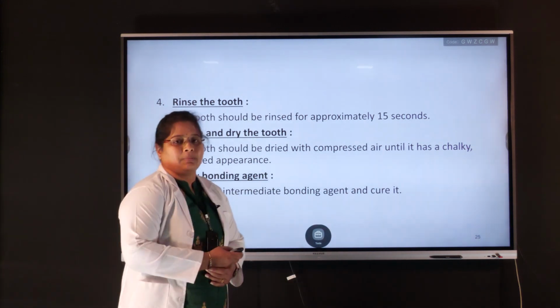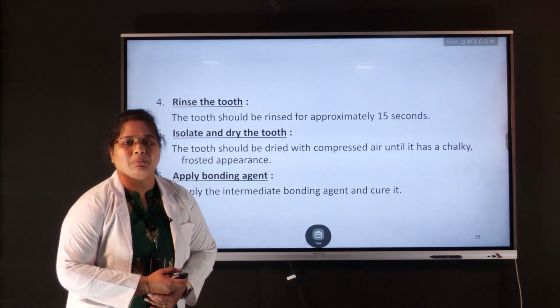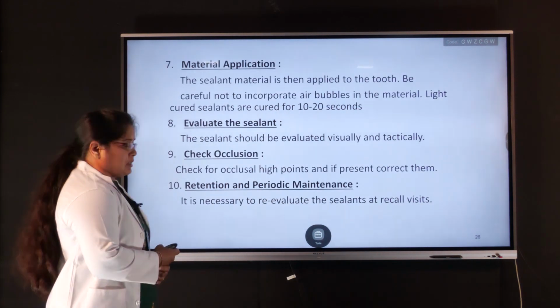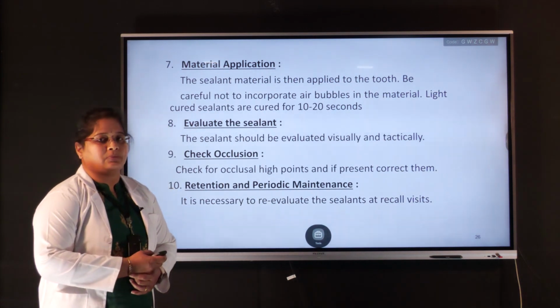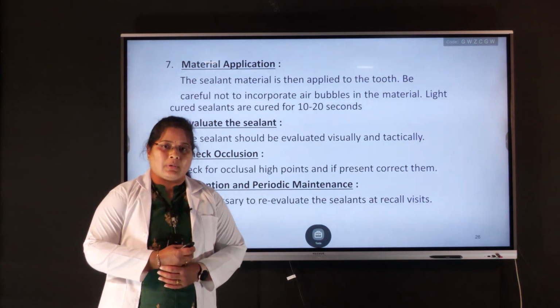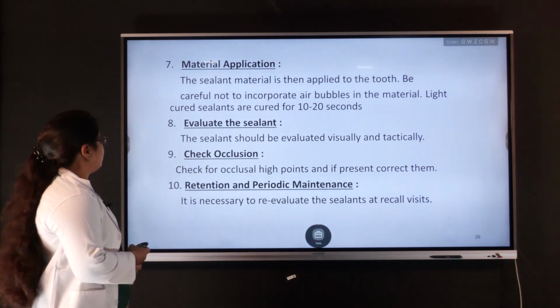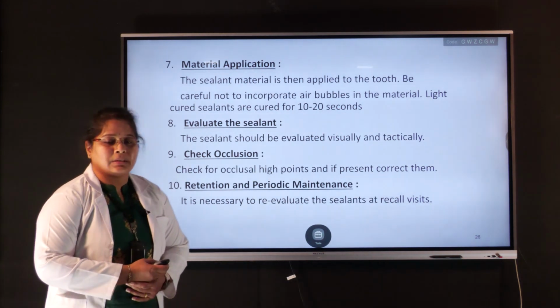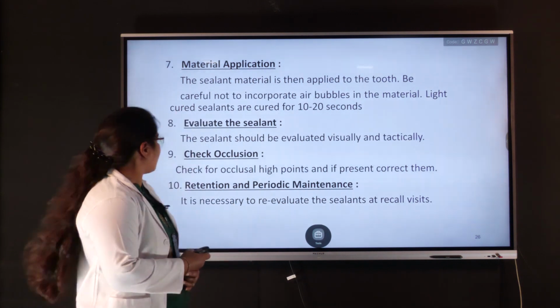Sixth step is the applying bonding agent. Apply bonding agent and cure the bonding agent. Material application is the next step. Apply fissure sealant and caution should be taken to avoid bubble incorporation into the material. And after application of the material, cure it for 10 to 20 seconds.